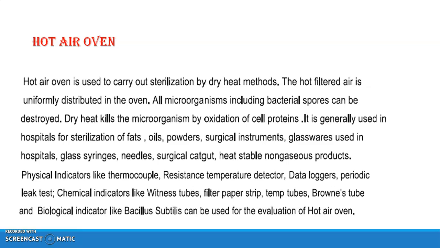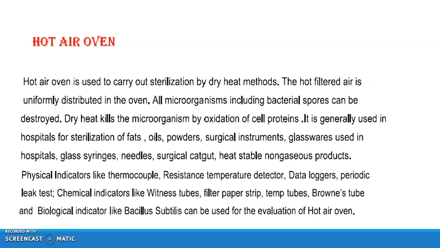Then the second equipment is the hot air oven. Hot air oven is used to carry out sterilization by the dry heat method. The hot filtered air is uniformly distributed in the oven. All microorganisms including bacterial spores can be destroyed. Dry heat kills the microorganism by oxidation of cell protein.